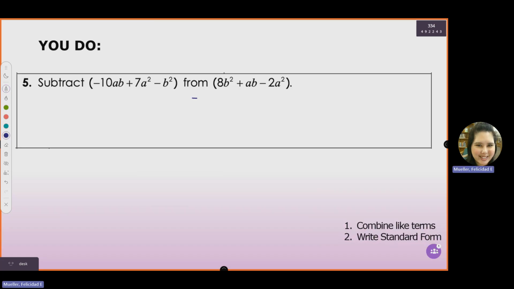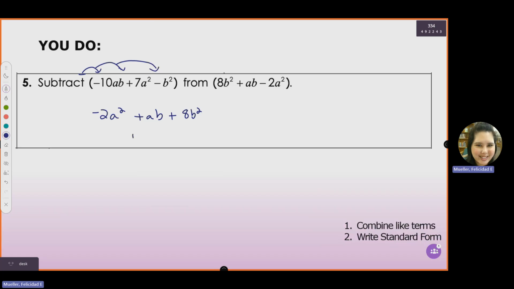So this is actually going to be minus, I guess I should line them up. So for the setup on this one, check your work. We're going to do negative 2a squared plus ab plus 8b squared. I'm going to distribute a negative sign to all of these.